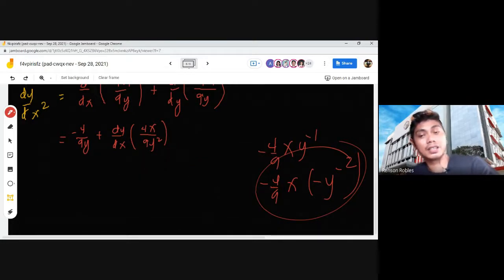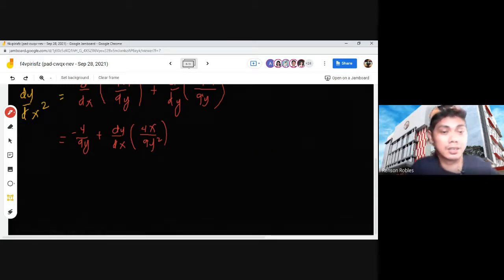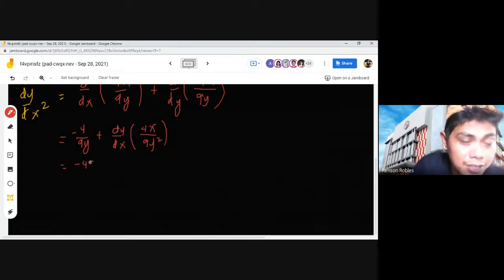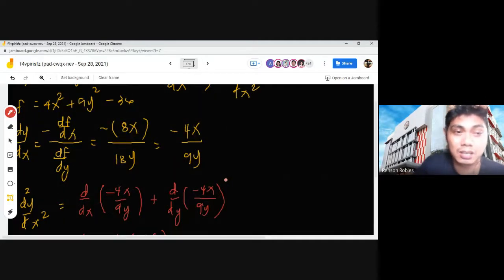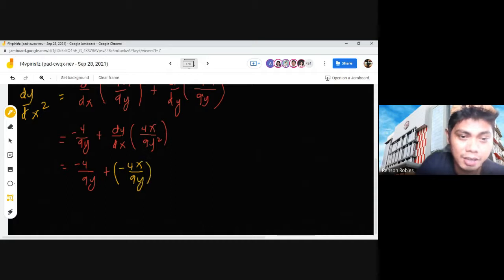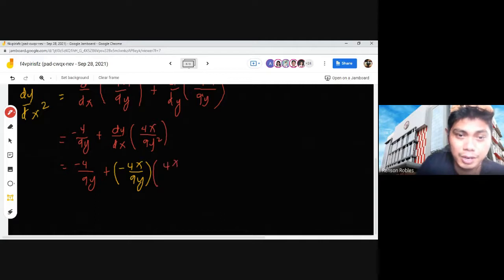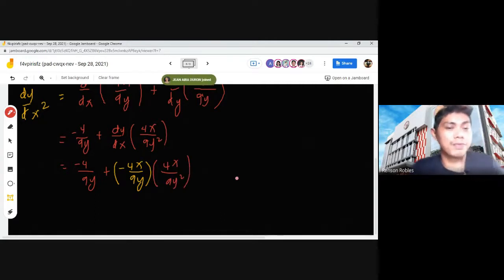And eventually, you'll get this. Okay? And then, to go on, you have negative 4 over 9y and plus dy/dx. dy/dx is negative 4x over 9y. So you replace, I'll change color. You replace dy/dx by negative 4x over 9y and then times this, 4x over 9y squared. And then we simplify.